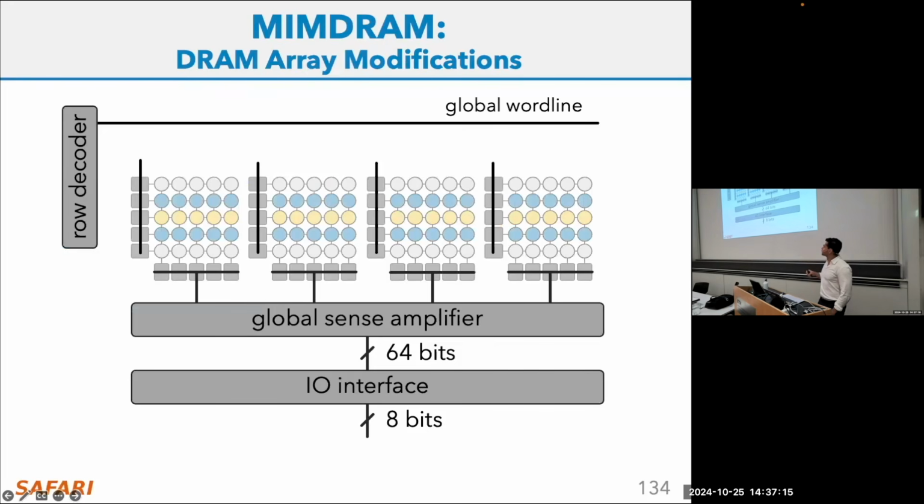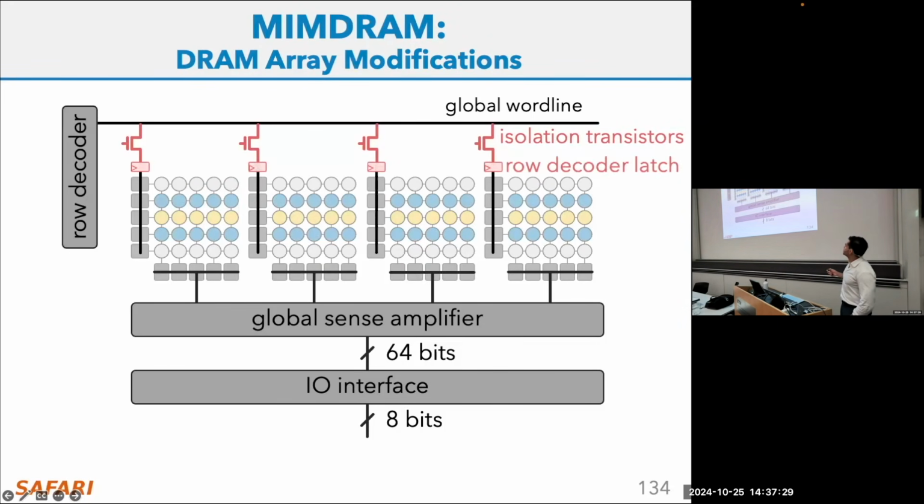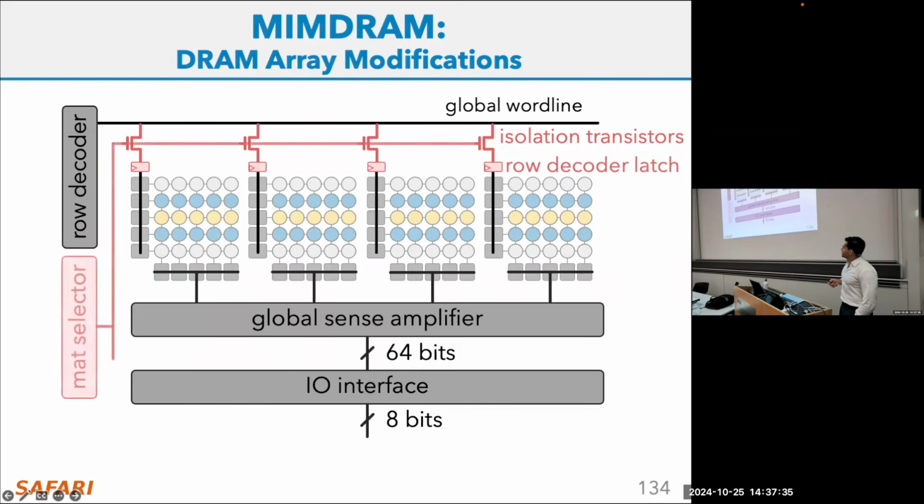So I'm going to briefly talk about the hardware modifications that we make to realize this substrate. Inside the DRAM subarray, what we need to do is segment that global word line that I mentioned before with some isolation transistors and some latching, so that I can address each one of those DRAM mats as I want. And I need some selector logic to tell which of those isolation transistors are going to be asserted during DRAM computation.